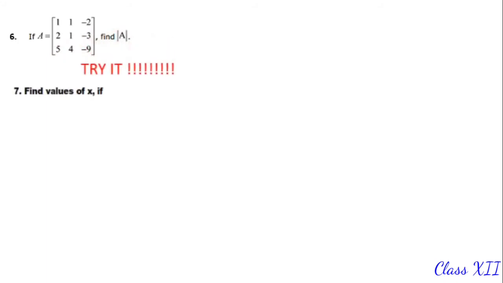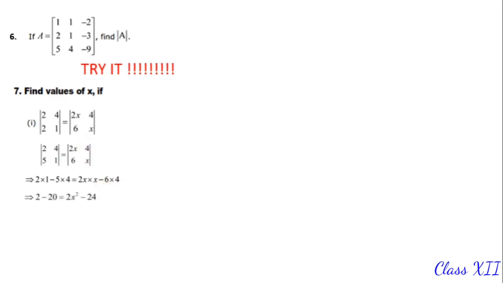Next we move on to question number 7. Find the value of x if the determinant 2 4 2 1 is equal to the determinant 2x 4 6x. For the calculation, the given equation is written as it is. Next, go for finding the values. It is a 2 by 2 determinant, easy for us to calculate. The diagonal elements we multiply and subtract. 2 into 1, then 5 into 4 is written, equal to 2x into x, minus 6 into 4 is written.